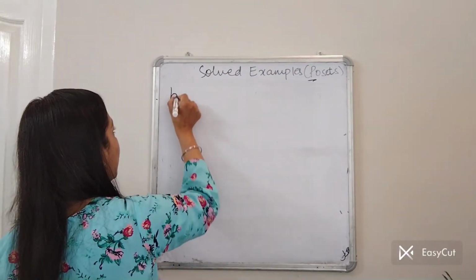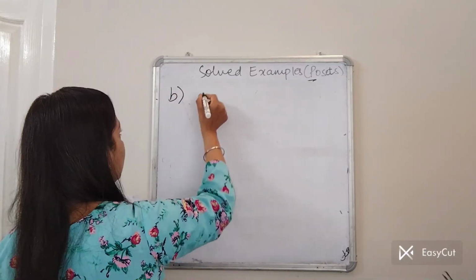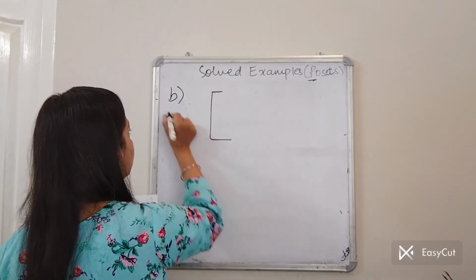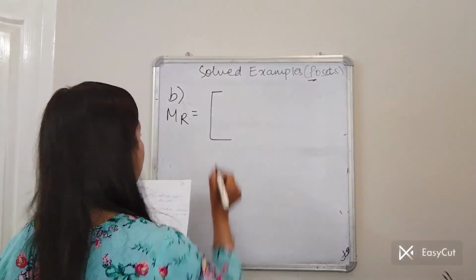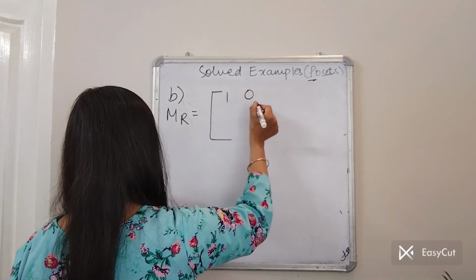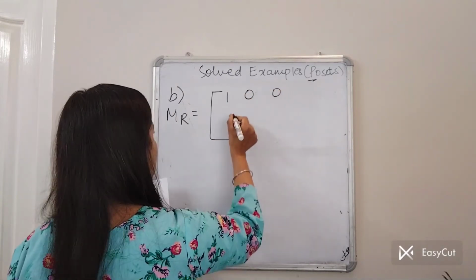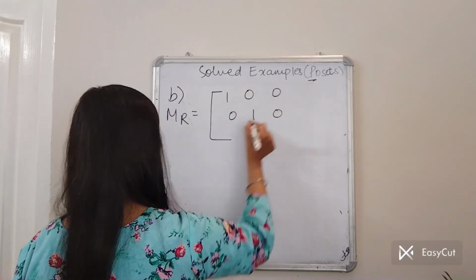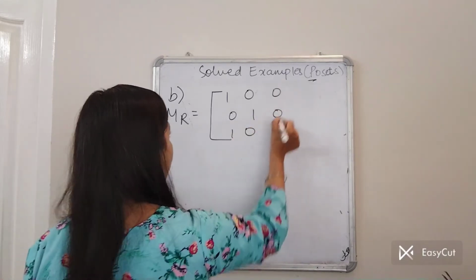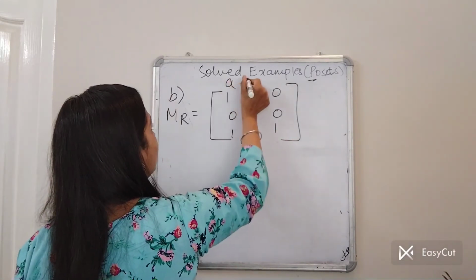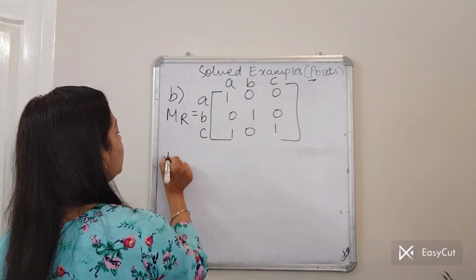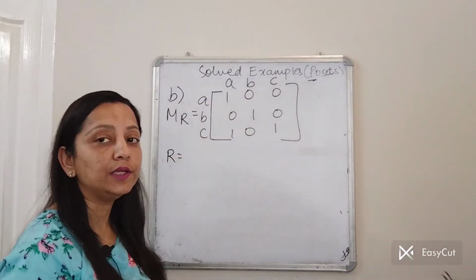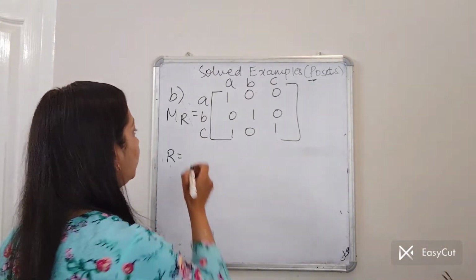Now we will see another matrix. Again I give this matrix for the relation R the name MR. The elements of the matrix are 1 0 0 0 1 0 1 0 and 1. The rows are also A, B, C and the columns are also A, B, C. Now obviously by seeing the non-zero entries of the matrix I can find out the relation.